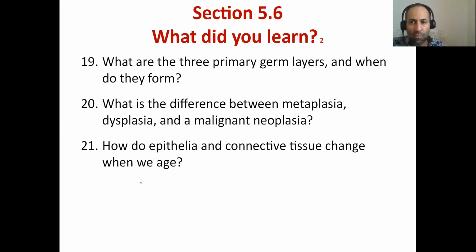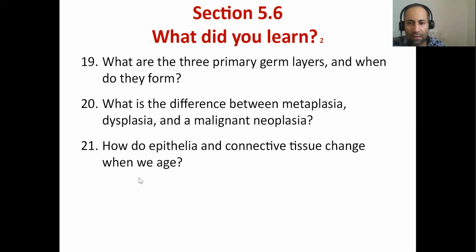What are the three primary germ layers and when do they form? Ectoderm, mesoderm, and endoderm, they form between 4 to 8 weeks of development in the embryo. What is the difference between metaplasia, dysplasia, and a malignant neoplasia? Metaplasia, one type of epithelium changes into a different type to withstand injury. Dysplasia, when mutated cells start appearing. Malignant neoplasia is cancer, which is metastasizing or spreading to different parts of the body.